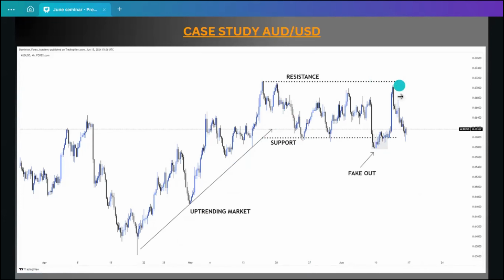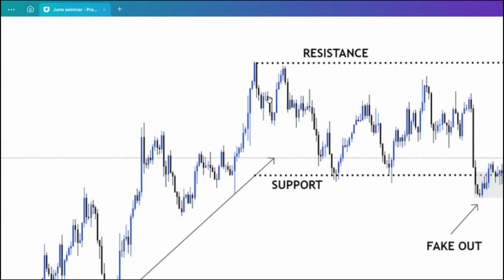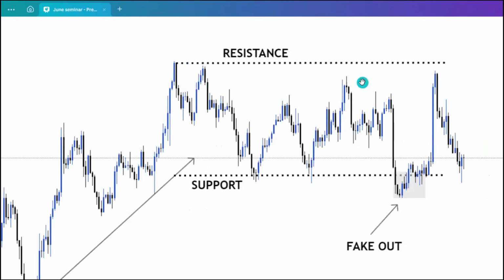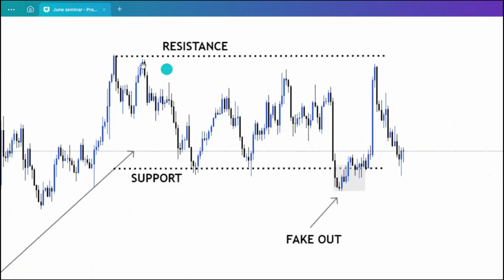So I'll be waiting for that breakout before I enter. Waiting for that breakout to enter. But if I wanted to enter this trade, I will be looking out for, say, an engulfing candle here. I will have entered. Let's do some case study.